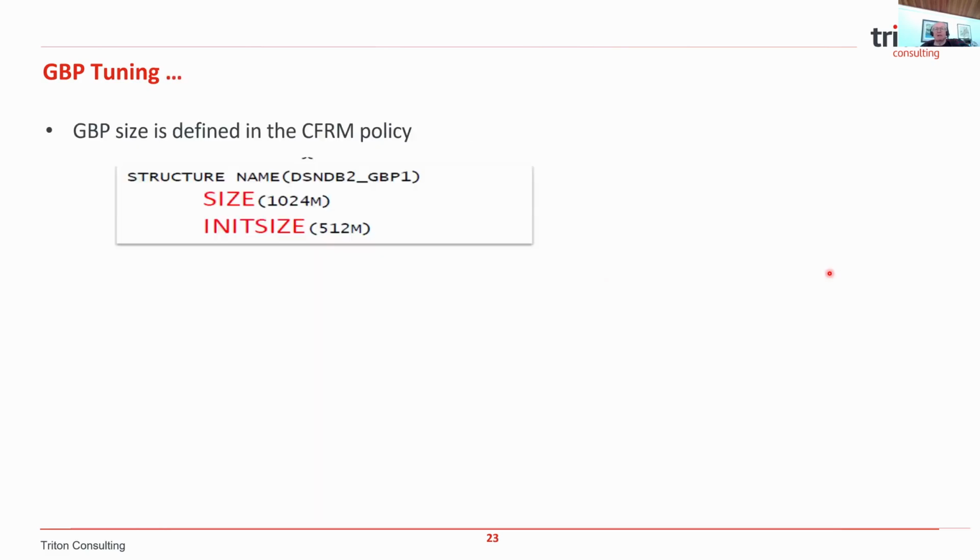I've only got a tiny number of minutes here, so I'll have to paraphrase some of this. The group buffer pool size is defined in the CFRM policy. The size is the maximum size that it can grow to, and the init size is the size that's allocated.